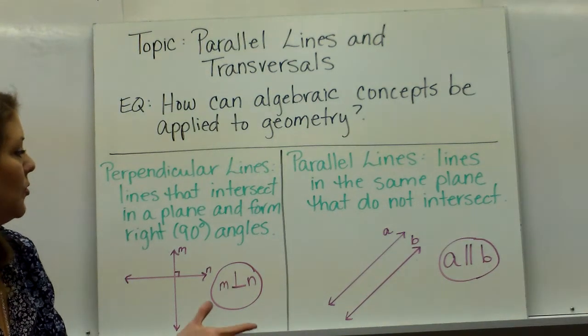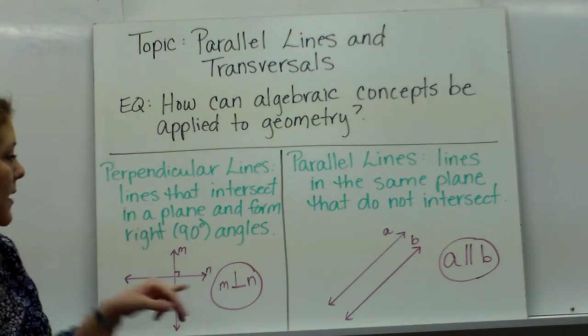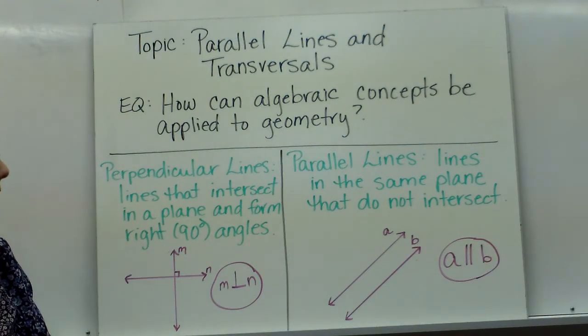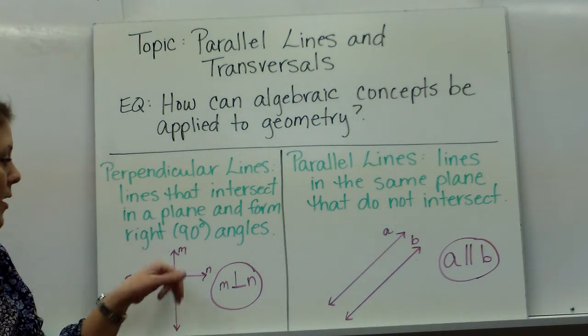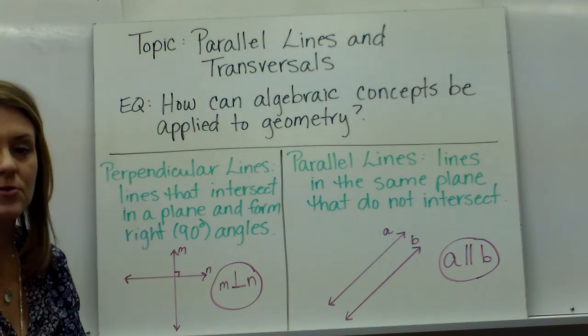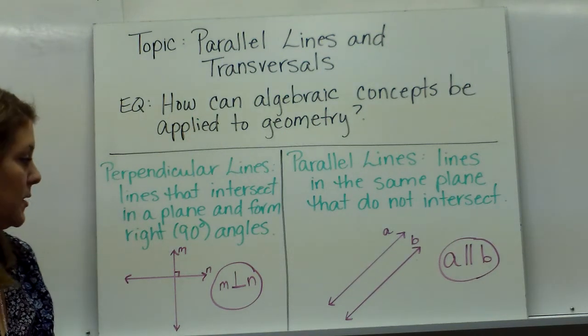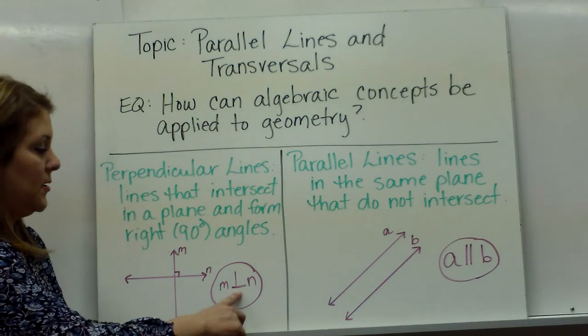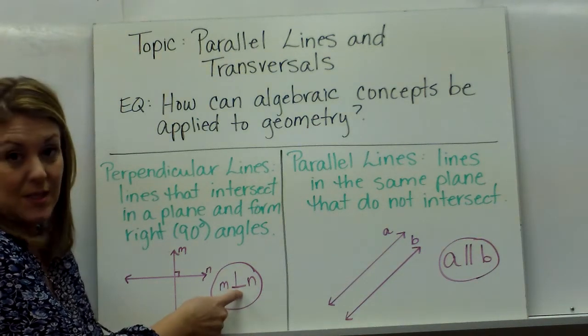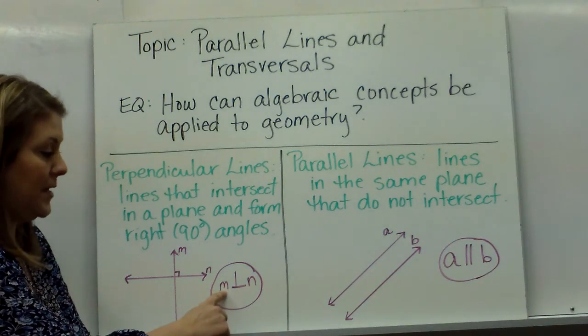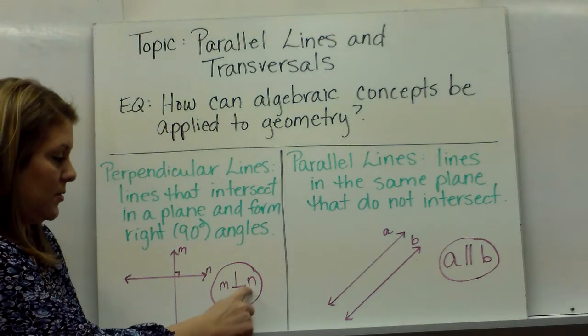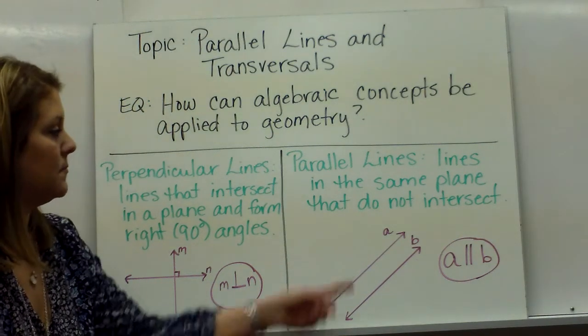Just a real quick review on perpendicular and parallel lines. Perpendicular lines are lines that intersect in a plane and form right angles. So they are going to intersect and they're going to make 90-degree angles when they do. The symbol for perpendicular is almost like an upside down T. So we can state that line M is perpendicular to line N.